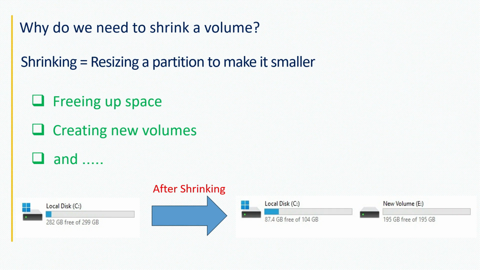Shrinking a volume or resizing a partition to make it smaller can be useful for several reasons such as freeing up space, creating new volumes, and more. If a volume has more space allocated to it than necessary, shrinking it can free up space on the disk. This is helpful if you want to separate different types of data or if you need additional volumes for specific purposes, such as creating a new partition for backups or for installing another operating system.